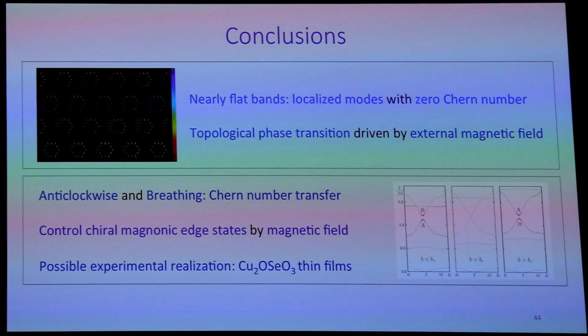So to conclude the second part, there are nearly flat bands in the spectrum of ferromagnetic Skyrmion crystals. Those are the localized modes that we observed, and they carry 0 turn number. But there's a topological phase transition in the spectrum of spin waves that we can control and tune with the external magnetic field. And this is going to give us a further handle on the edge states for the system. And we have this potential prediction that this could be observed in thin films of a system that hosts Skyrmion crystals, for example, copper oxide selenide.